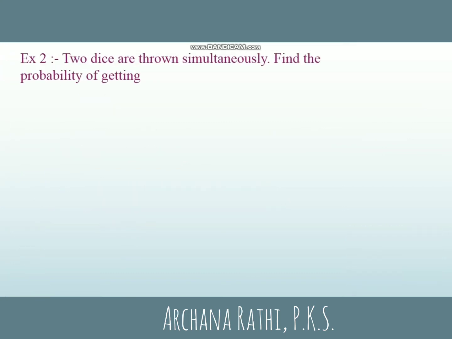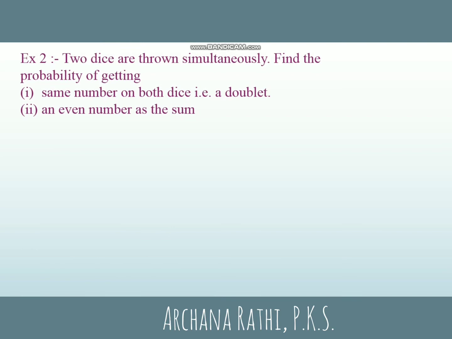Let us start with another example. Two dice are thrown simultaneously. Find the probability of getting the same number on both dice. It is also called a doublet. Many times the question asked is, what is the probability of getting a doublet? Then second, an even number as the sum, meaning the sum of the numbers on both the dice is an even number. Third, a total of at least 10. Let us see how to solve this.